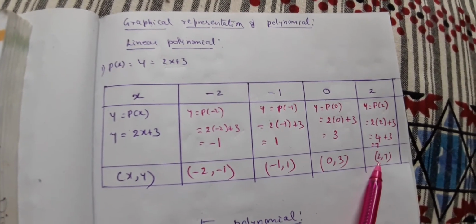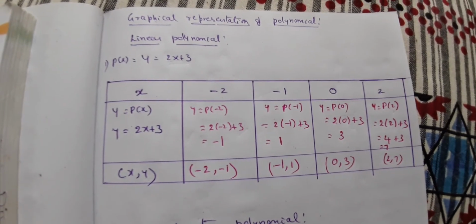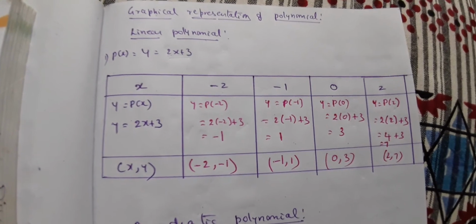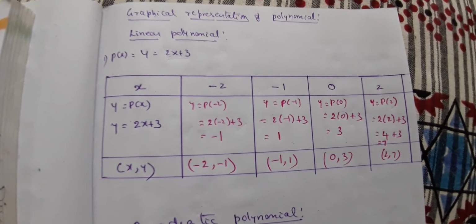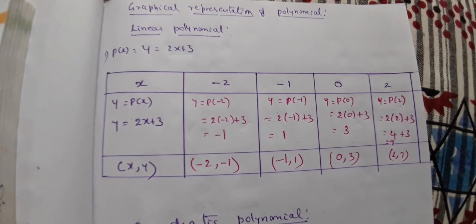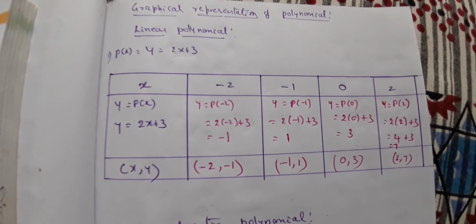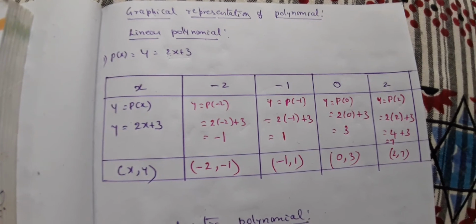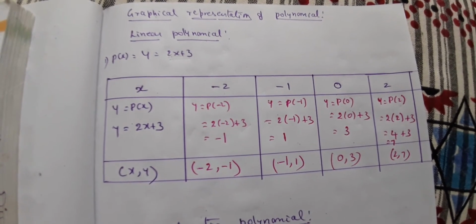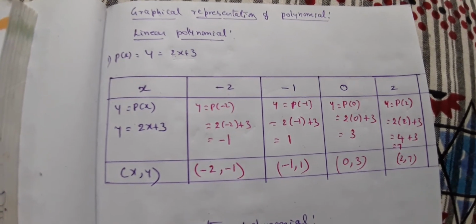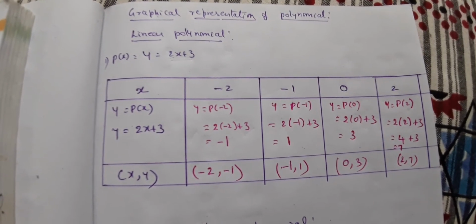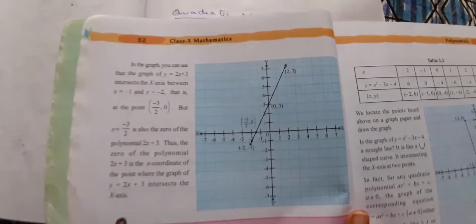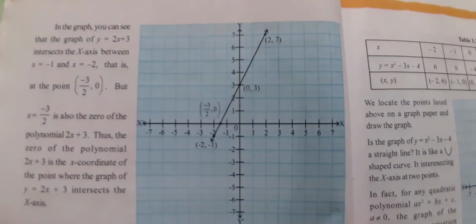Now plotting the graph. If you don't have graph sheets, make a rough graph and then plot. You know very well how to locate x coordinates and y coordinates. After locating the points, it's your job to join all the points. Thus, we will get the polynomial in the form of a graph. Okay, children, take the screenshot and copy this one. Now this is how the graph will be.